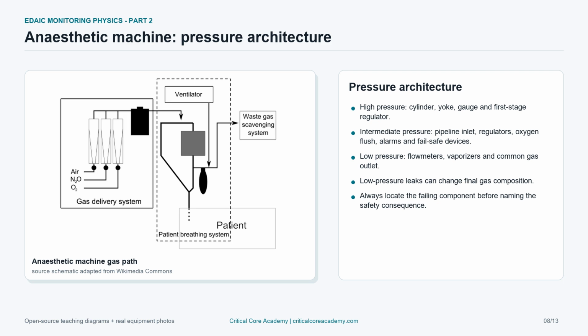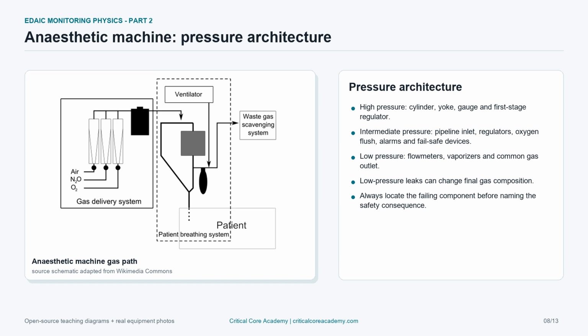The anesthetic machine becomes much easier if you divide it by pressure. The high-pressure system begins at the cylinders. Oxygen cylinders may be around 2,000 psi when full, so the machine needs yokes, check valves, pressure gauges, and a first-stage regulator. The intermediate pressure system includes pipeline inlet pressure, usually around 45 to 60 psi. Second-stage regulators, oxygen pressure alarms, fail-safe valves, oxygen flush, and the flow control valves.